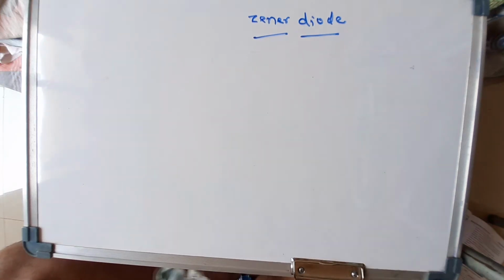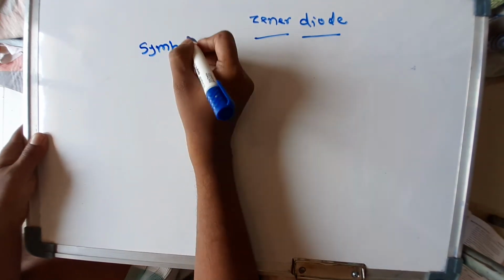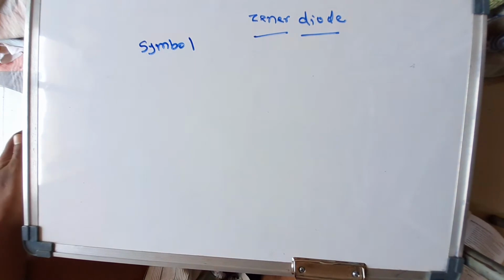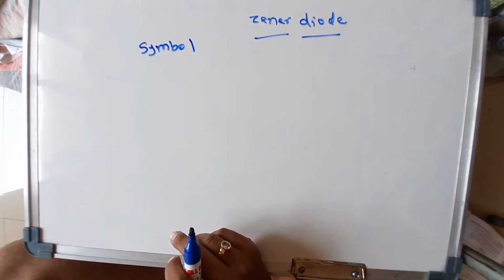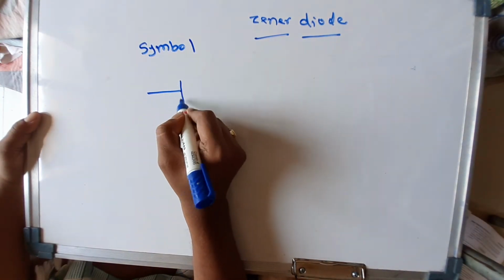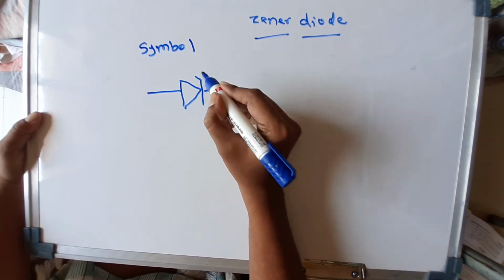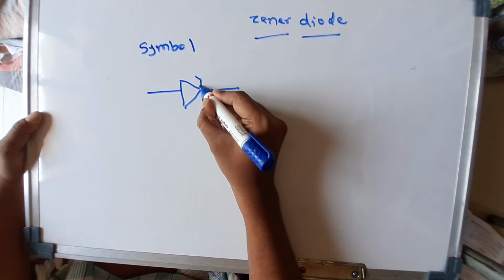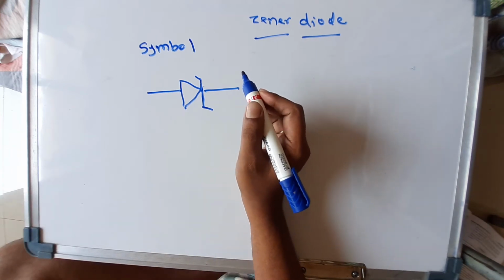Okay, so in Zener diode, we will study the symbol. Firstly, the symbol is similar to that of PN junction diode. Only the difference is this type of arrowhead will be there for Zener diode.